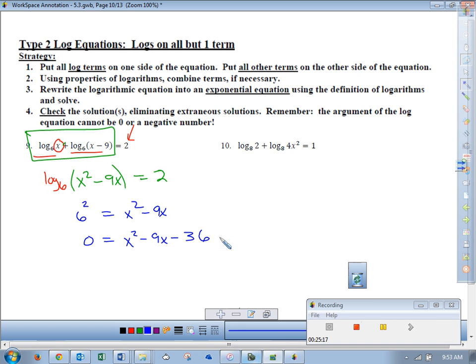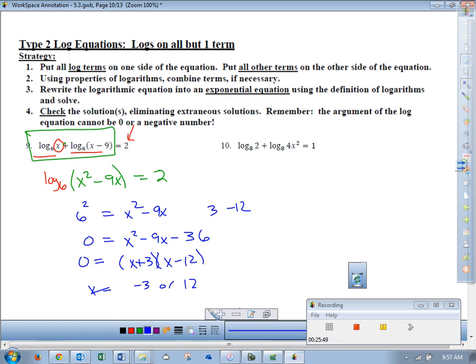Two numbers that multiply together to be negative 36. Add together to be negative 9. I'll let you find those two numbers. Which one of these has to be negative? The 12. So x plus 3 times x minus 12. x equals negative 3 or positive 12.